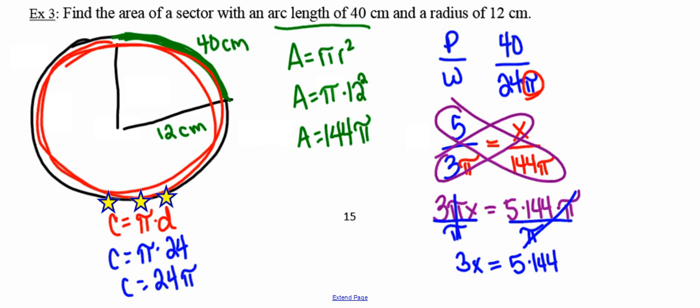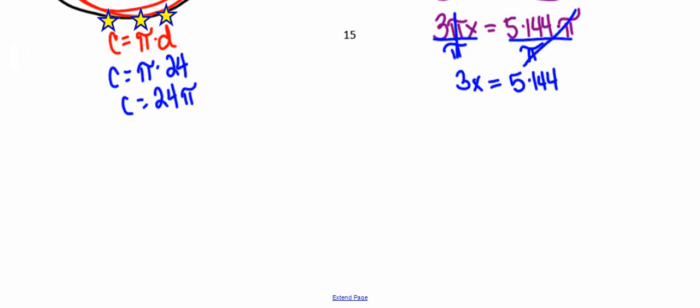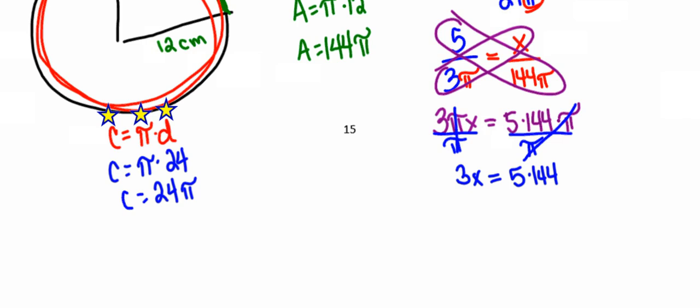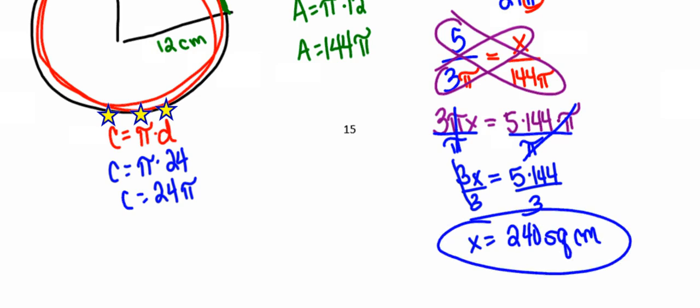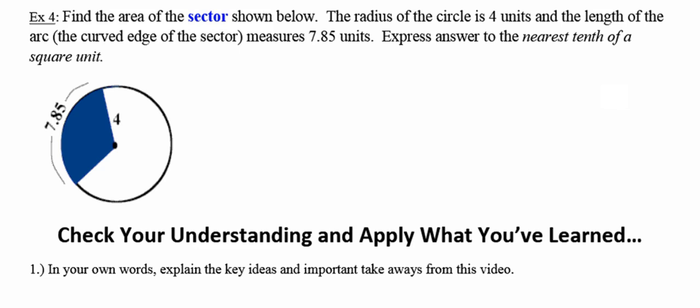And again, if I'd like to, I can get my calculator out and multiply those through, but it's not necessary at this point. In order to undo multiplying by 3, I'm going to divide both sides by 3, making the value of x 5 times 144 divided by 3, or 240 square centimeters. So that question was a little different in the fact that we were dealing with arc length and circumference rather than central angles, but the whole big idea of comparing the part of the circle that you're working with to the entire circle hasn't changed.